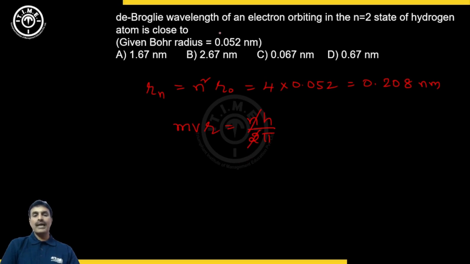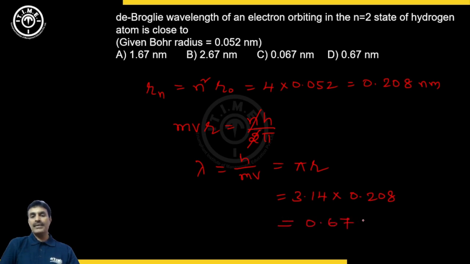Now, we have to find the de Broglie wavelength. What is the de Broglie wavelength? Lambda is equal to h by mv. Rearranging, what is h by mv from the above equation? It's pi times r. Pi is 3.14 into r, that is 0.208 nanometer. So this product comes out to be 0.67 nanometer. 0.67 nanometer is there in option D. So the correct answer for this question is option D.